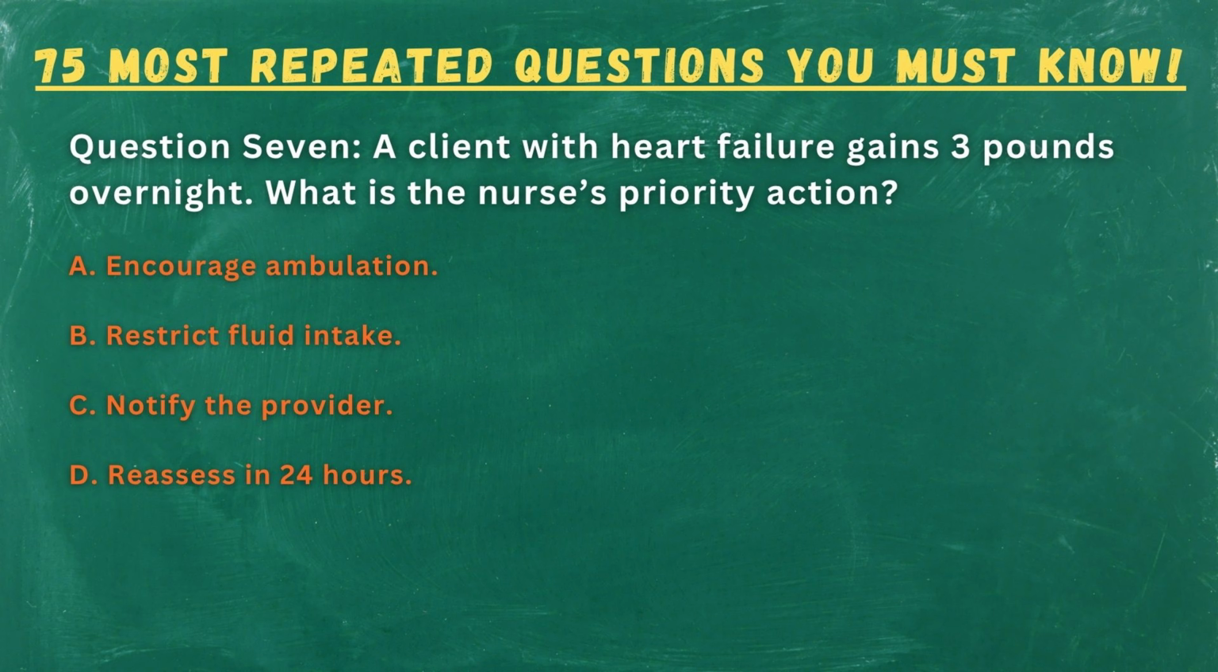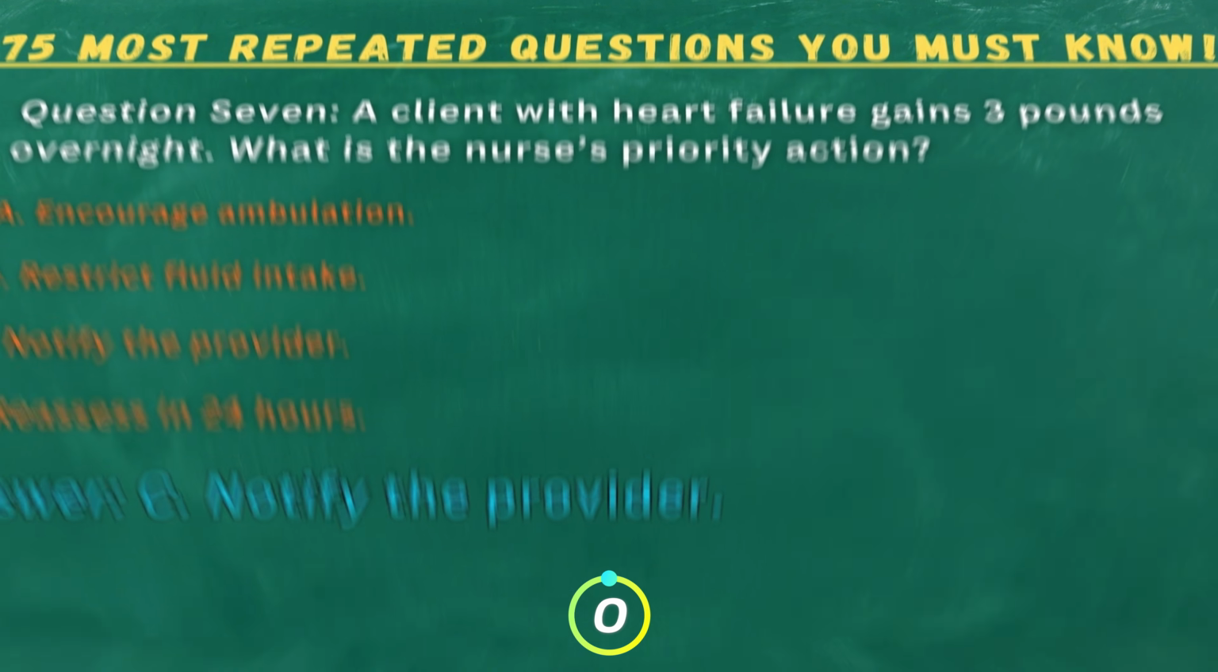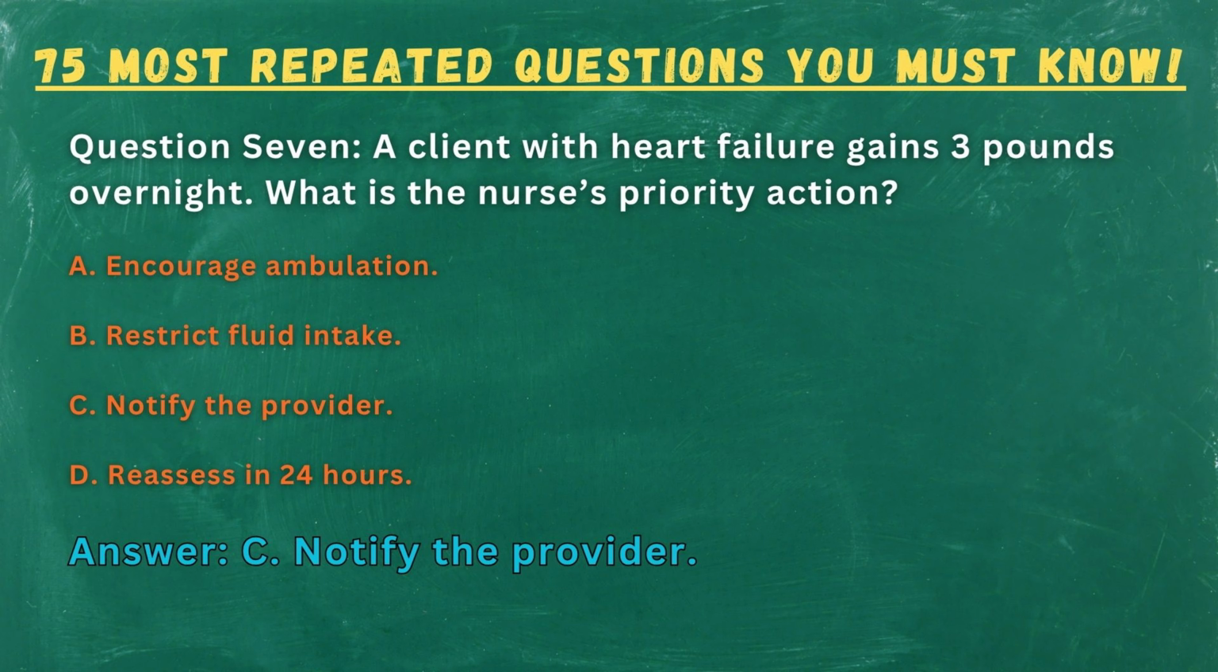Question 7. A client with heart failure gains 3 pounds overnight. What is the nurse's priority action? A. Encourage ambulation. B. Restrict fluid intake. C. Notify the provider. D. Reassess in 24 hours. Answer. C. Notify the provider.